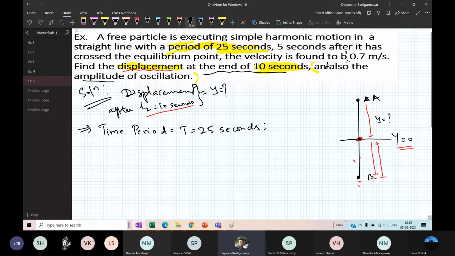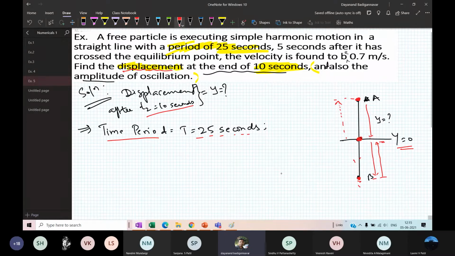This is a mass which is executing SHM, in between point A and point B. Its journey starts here from equilibrium. It moves in the upward direction and reaches the point A. From A it comes back to equilibrium, from equilibrium it goes to B, and from B it goes to equilibrium again. That is called one oscillation. For that one oscillation the time required is 25 seconds.